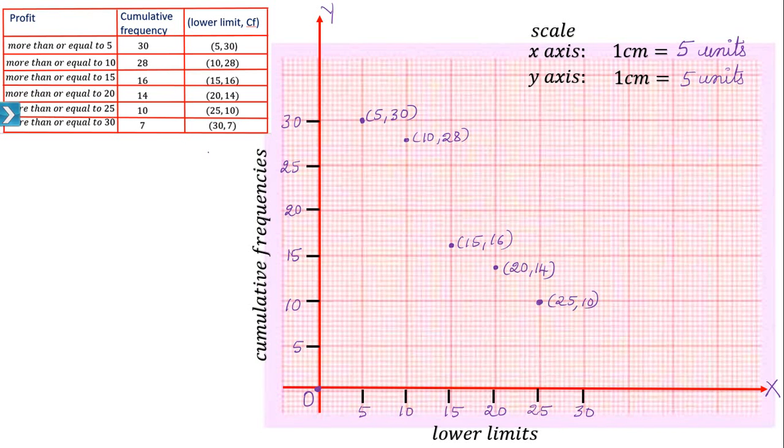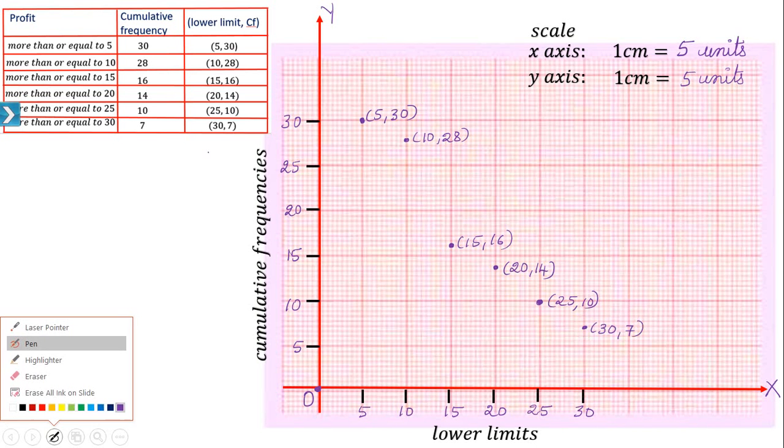Next point is 30, 7. So, 30, 7, 5, after 2 lines 6, then 7, fourth line after 5. 30, 7. Now, we finished plotting the points.